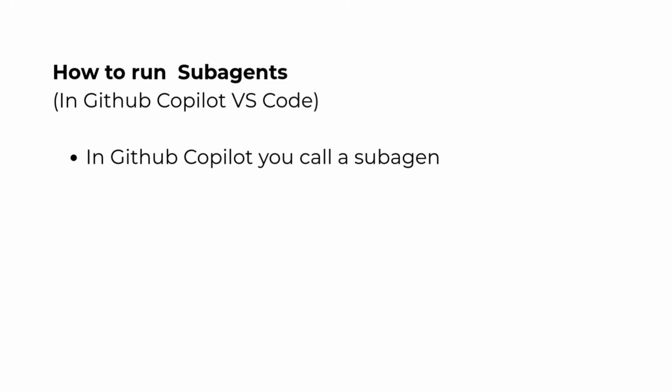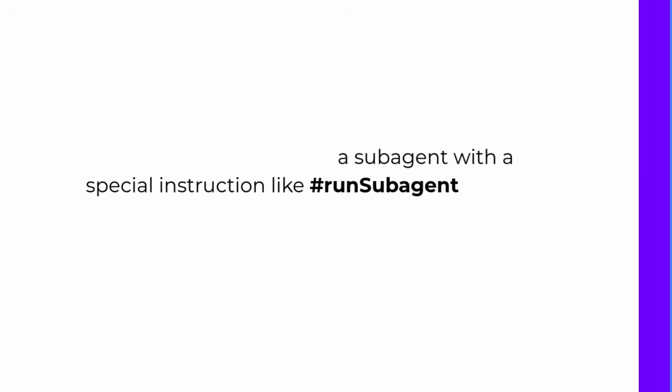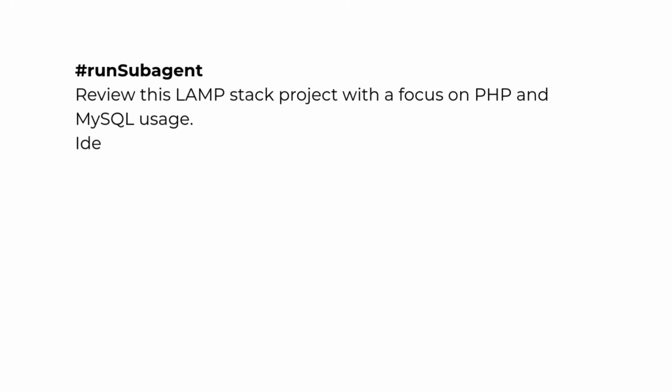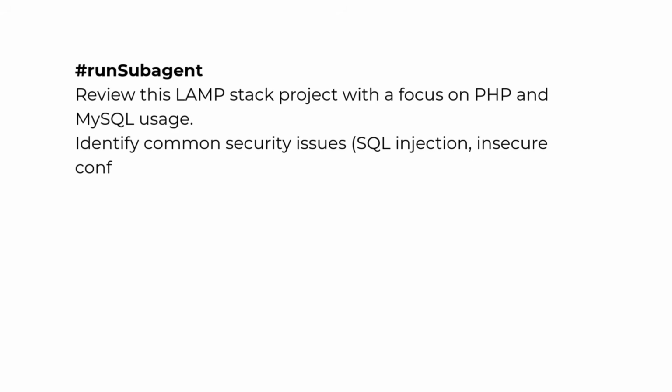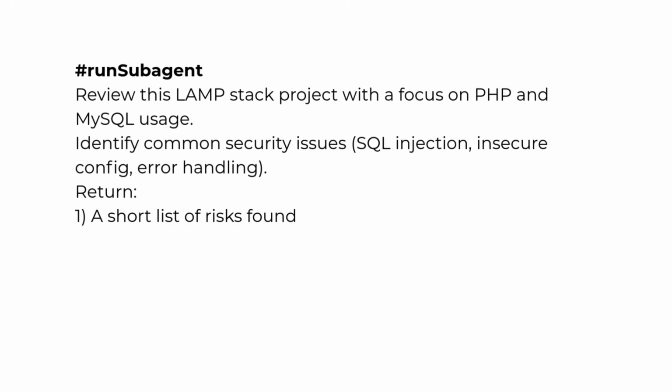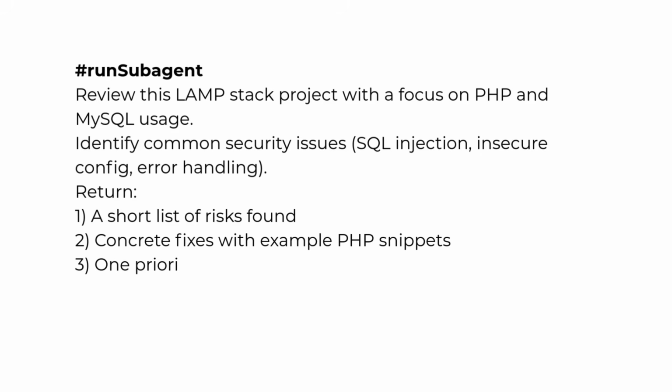How to run subagents? In GitHub Copilot, you can call a subagent with a special instruction like #run subagent. Here I have an example of a prompt I am going to run within the chat of GitHub Copilot. Notice it is going to review some of my code and return to me a short list of risks found, a concrete fix, and one priority recommendation. I'll put a copy in the description.